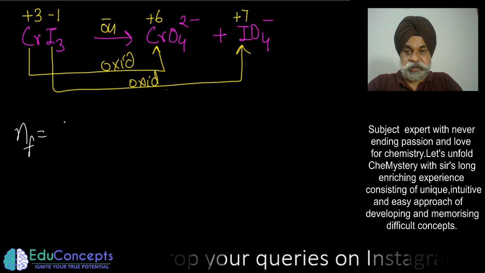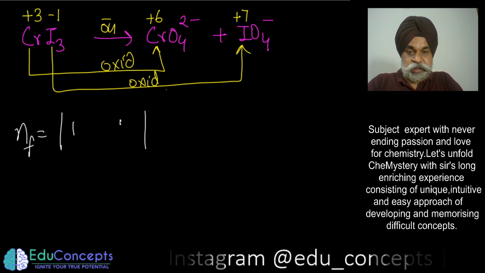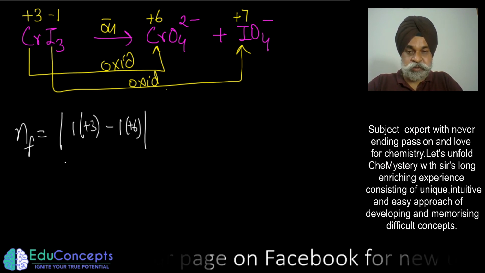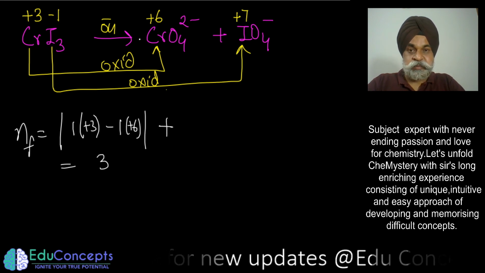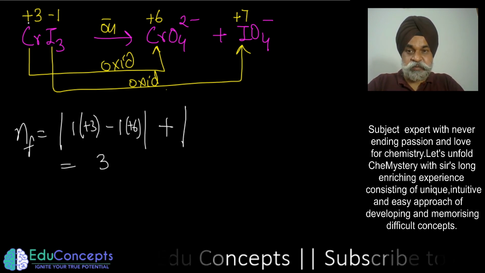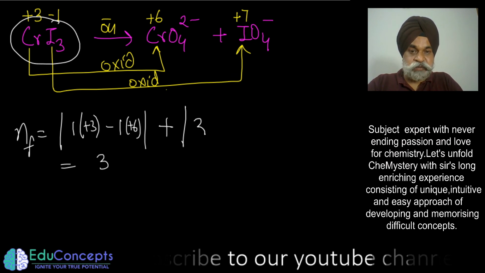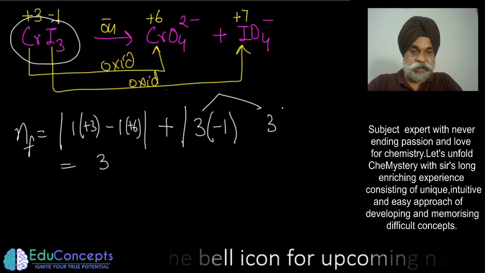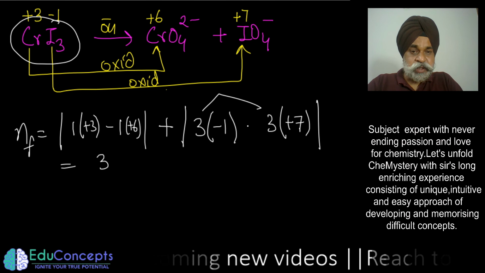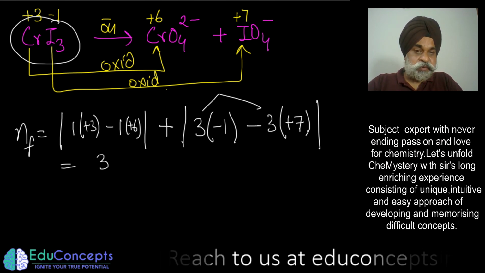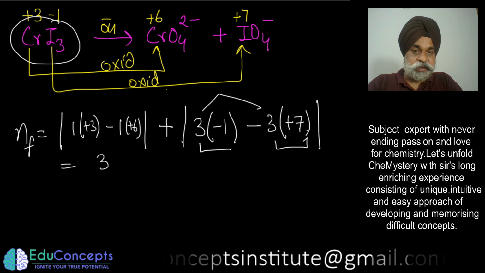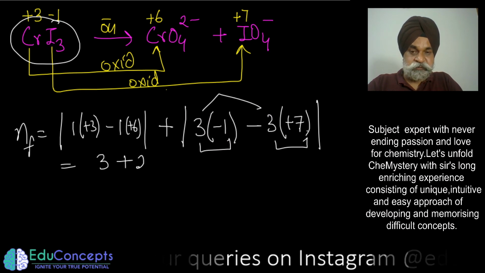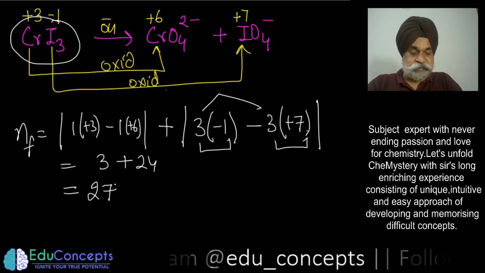So the N factor here: 1 chromium is going from +3 to +6, and we have to take a mod, so this comes out to be 3, plus what else, 1 mole of this compound contains 3 moles of iodide ions, so that 3 must be carried to the product side also, where it is +7. So you have to take the mod. This is 21 minus 3 also, so it becomes -24. The mod of -24 will be 24. So the answer comes out to be 27.